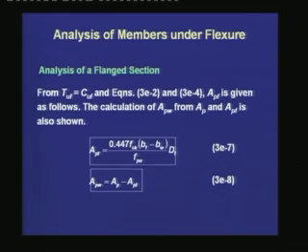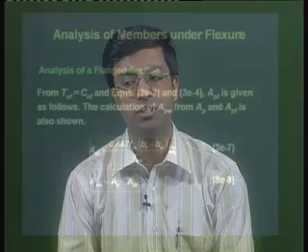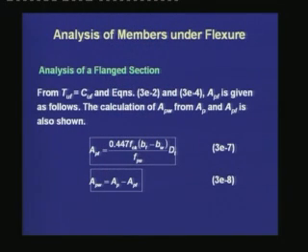Now, if we have to know the individual values of APF and APW, we can calculate them from the equation TUF is equal to CUF, and the procedure is that we calculate APF as TUF, which is equal to CUF divided by FPU. Now, CUF is given as 0.447 FCK times BF minus BW times DF. The whole divided by FPU is APF.